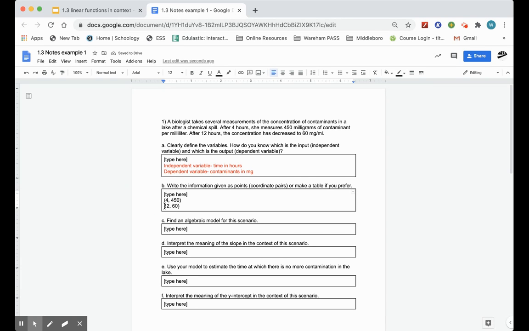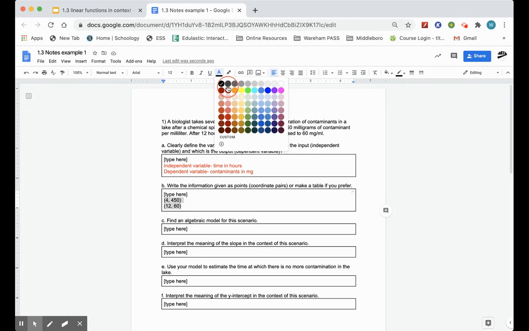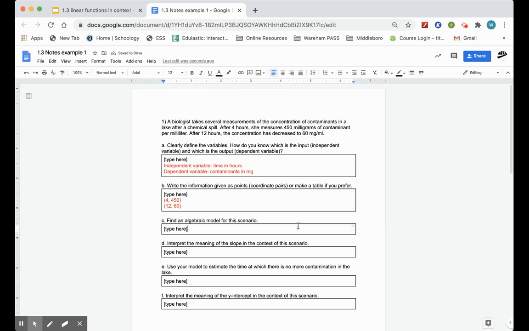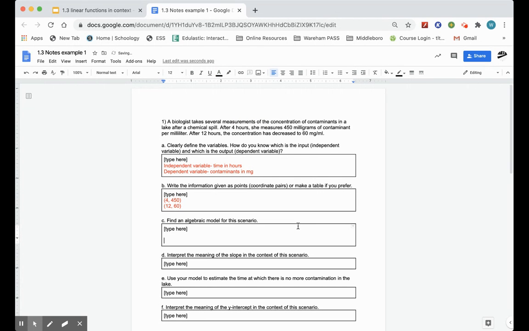So we can see that this is a negative slope just by looking at the ordered pairs, because over time, as one variable increases, the second variable is decreasing. So we're going to write an algebraic model. The first thing we want to do is calculate our slope. So I'm going to, at this point, erase all the other things that I had written down from the last slide, and I'm going to do the slope over here.